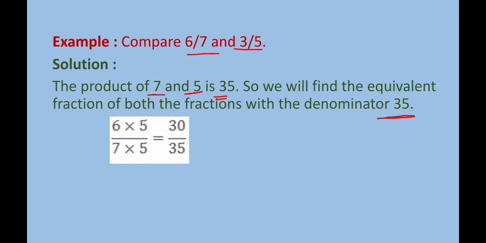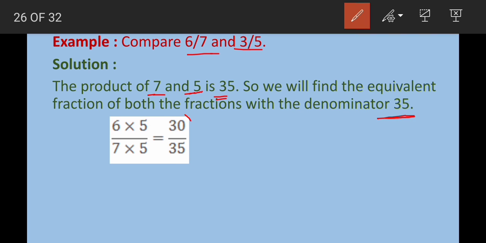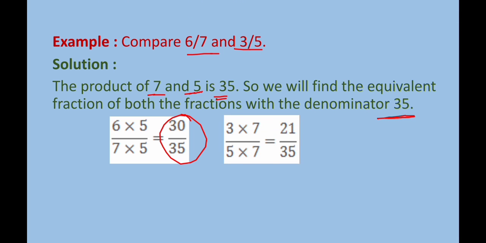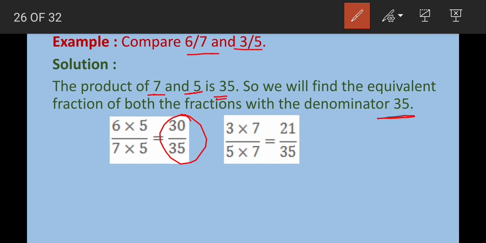So 6 multiplied by 5, divided by 7 multiplied by 5. The equivalent fraction of 6 by 7 is 30 by 35. Okay, 6 times 5 is 30, 7 times 5 is 35. Now come to the second one, the equivalent fraction of 3 by 5: we have to multiply by 7 to make the denominator 35. 5 times 7 is 35 and 3 times 7 is 21. So the new fractions become 30 by 35 and 21 by 35.